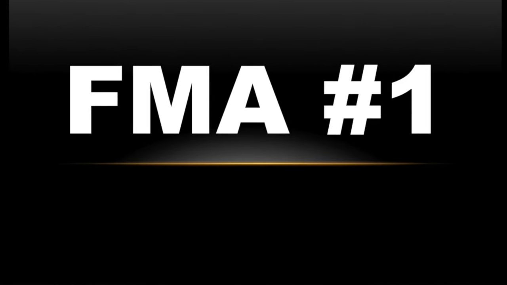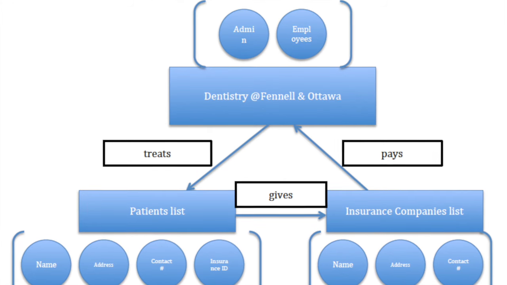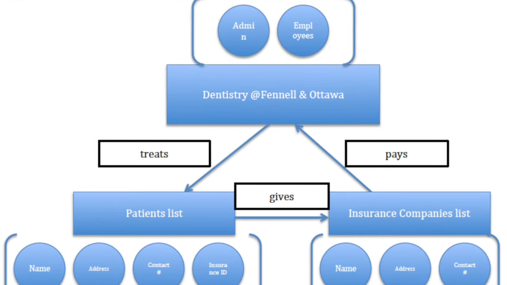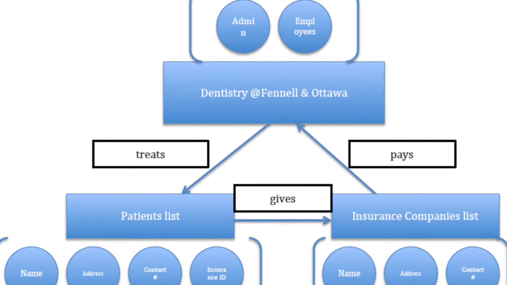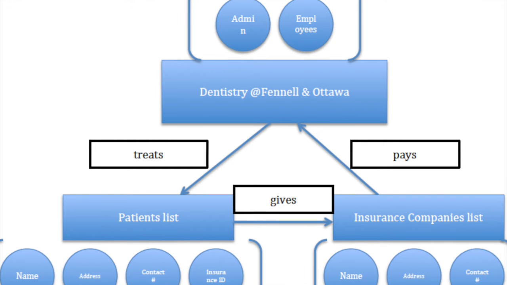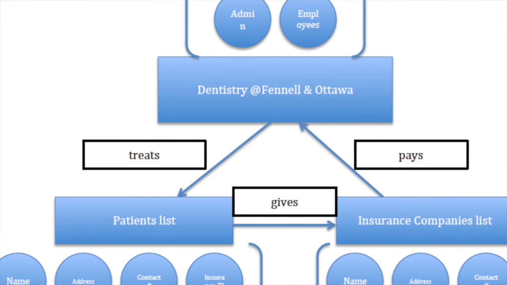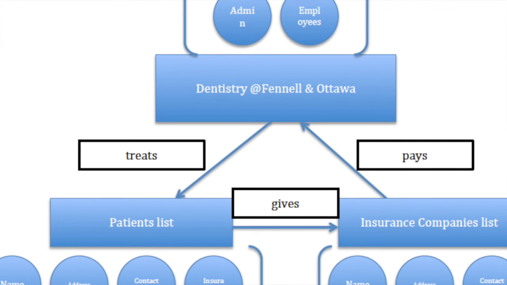So first, let us talk about the FMA1. We were first asked to make a conceptual design. So my conceptual design consists of three entities, namely the dental office list, the patient's list, and the insurance company list. The dental office treats the patients. The patients give their treatment bills to the insurance companies, and the insurance companies pay the dental office. Those in circles are the attributes of each entity.